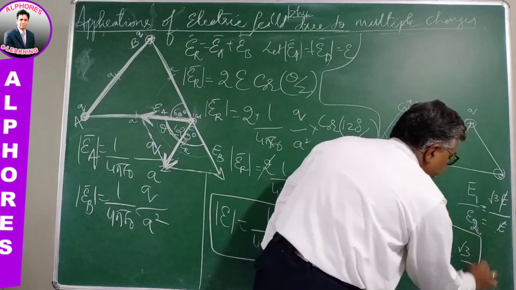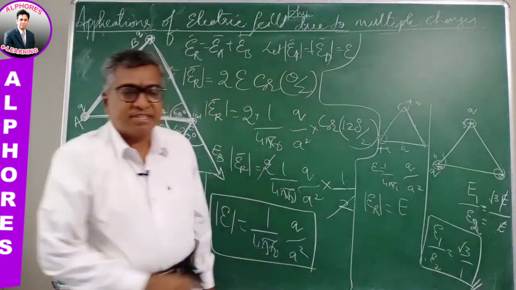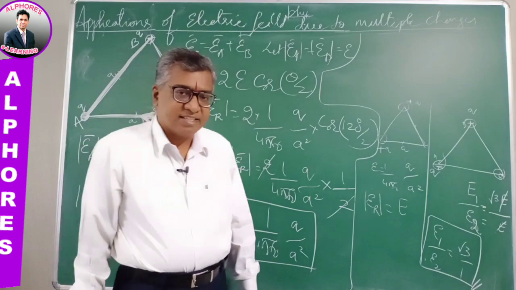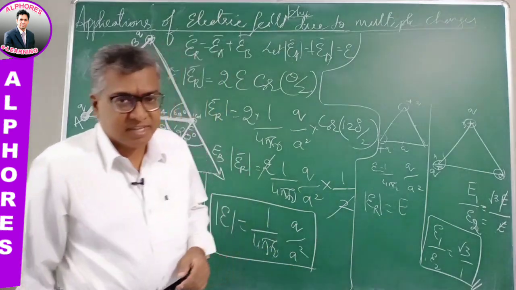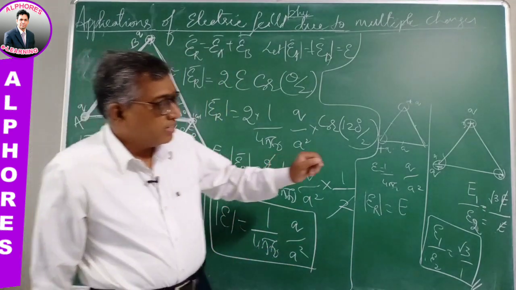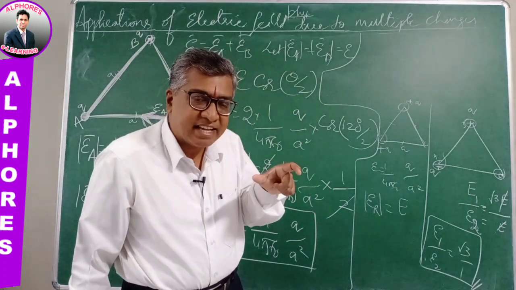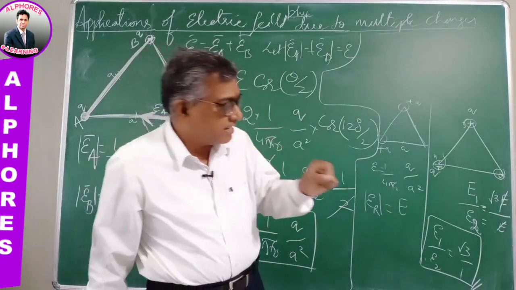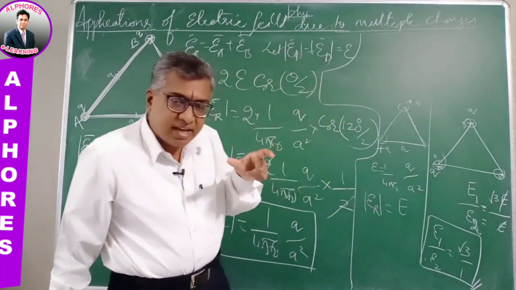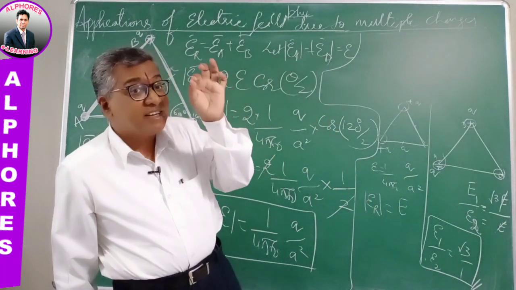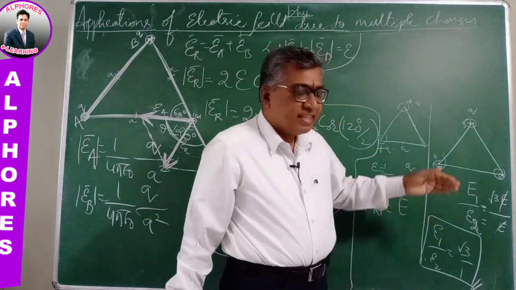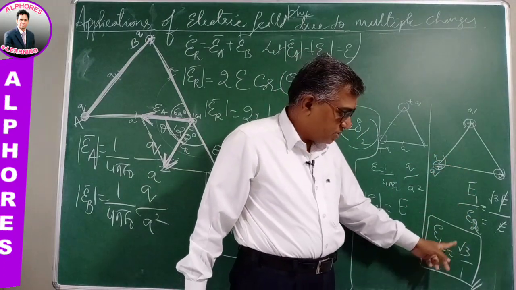A very beautiful question which you can expect in the next entrance examination. It's a combination of two problems like this. When there are two equal like charges, the field at the third vertex is E1. For two equal unlike charges, the field at the third vertex is E2. Then the ratio of E1 to E2 is root 3 is to 1.